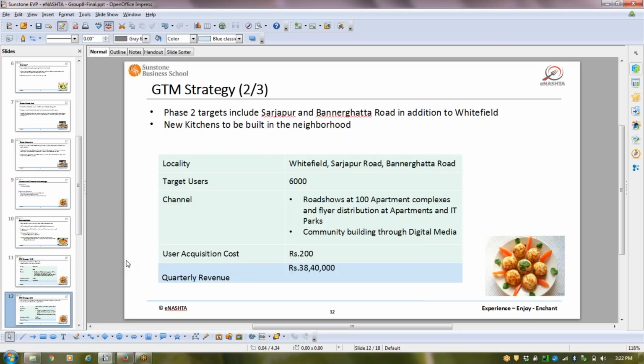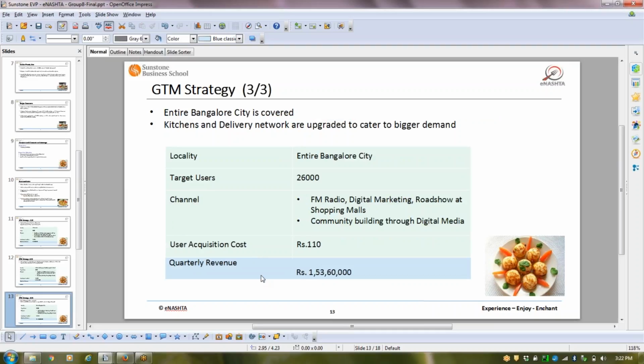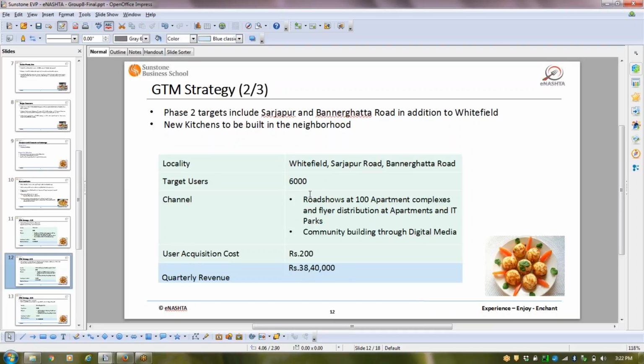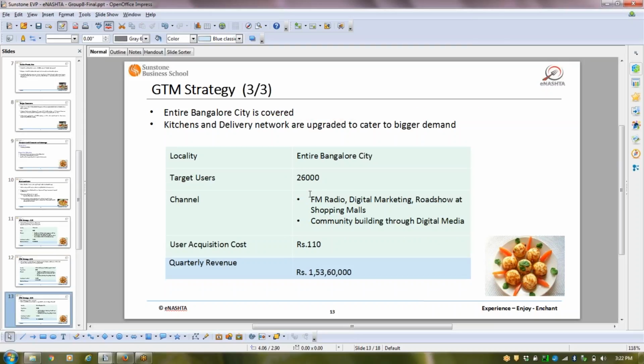Why is that so? Because in phase 2, they are going for more widespread marketing. They are not depending too much on flyers and not depending too much on road shows. They have reduced that, and since they are building through digital media, they are able to reduce the customer acquisition cost. And the next phase, you can see it will be much lesser. So the entire Bangalore city they are targeting. When you go to the entire Bangalore city, they are going from 6,000 to 26,000. And the channels that they're using are FM radio, digital marketing, and again roadshows at shopping malls. They're changing the strategy, right?